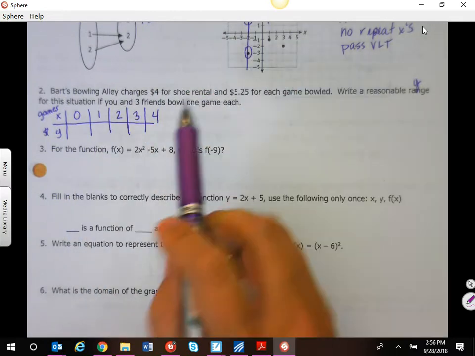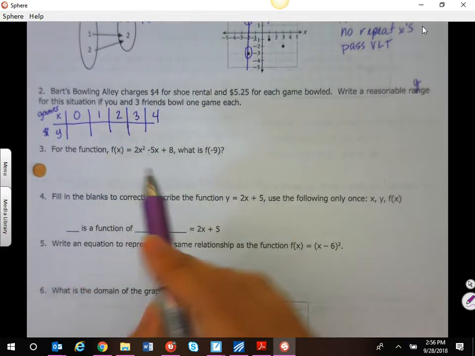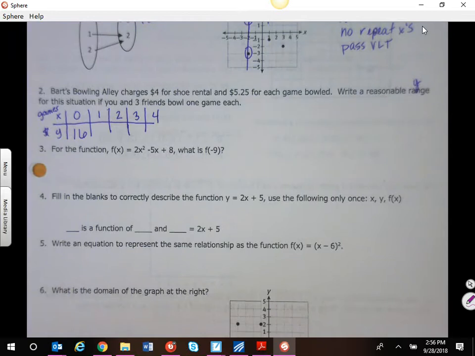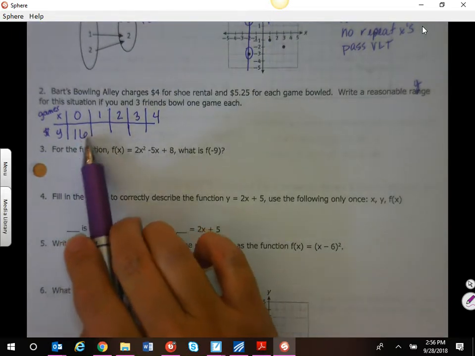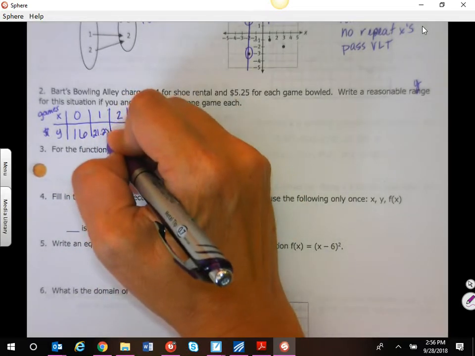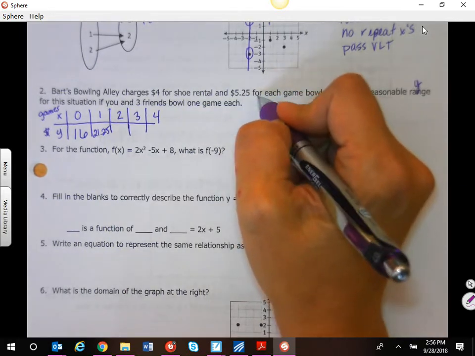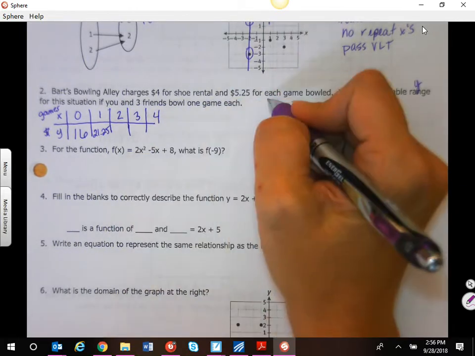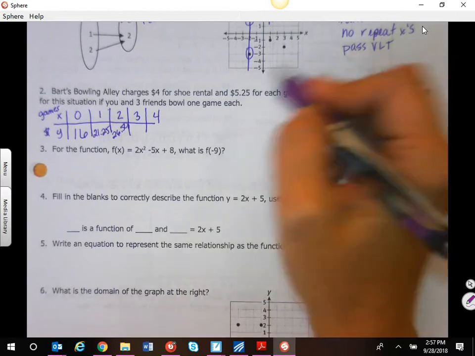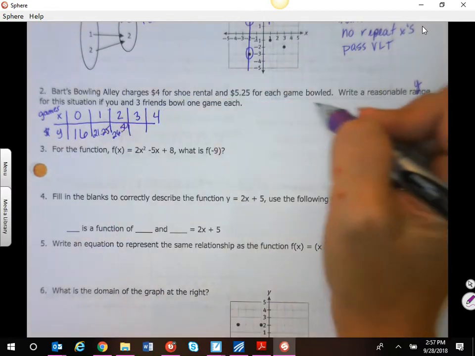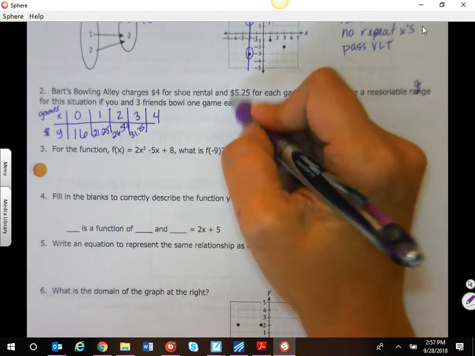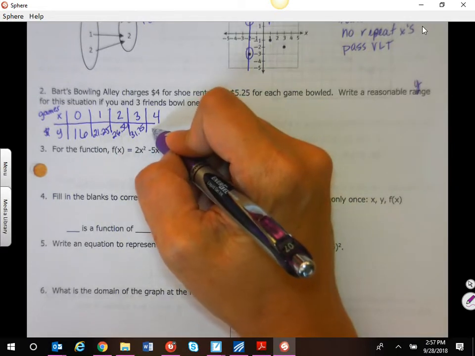We said before you bowl any games, you've got to pay for shoe rentals, and there is you and 3 friends. So 4 times 4 is $16 in shoe rental. If you each rent shoes and 1 person bowls a game, that's going to be another $5.25, so $21.25. 2 games times $5.25 is $10.50, plus the $16, so we're at $26.50. 3 times $5.25 plus the $16, now we are at $31.75. And then 4 times $5.25 plus the 16 is $37.